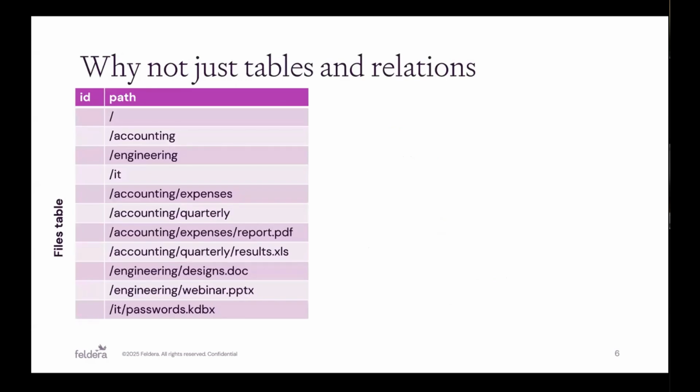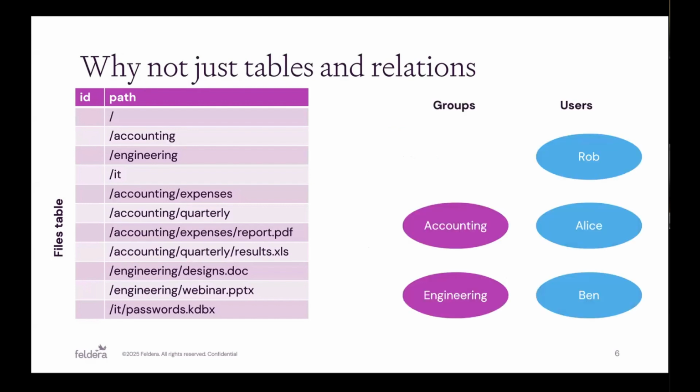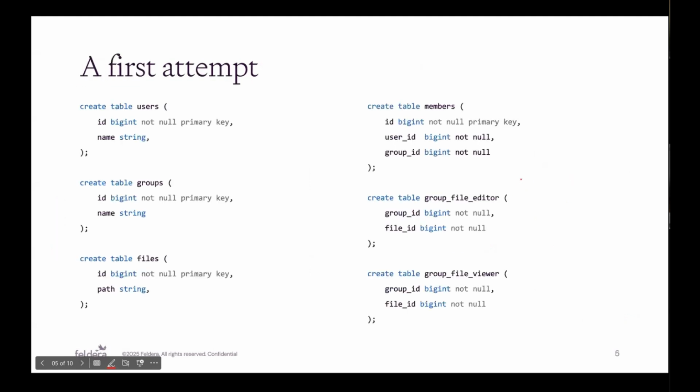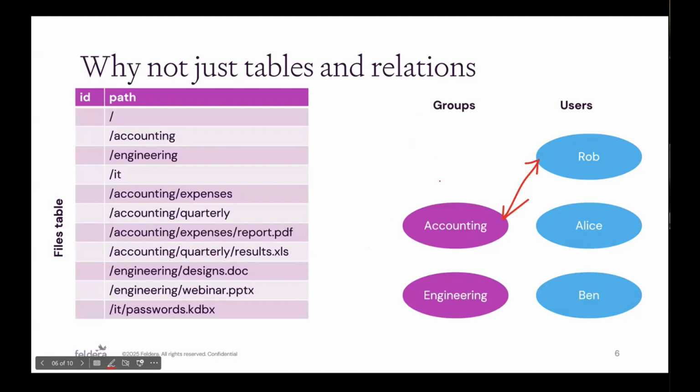So here on the left-hand side would be our file table again, where we just have the path, and we just list all the files here with the path. And then we would have the groups and the users as our entities. And so now, if we wanted to make a connection here, so if we were to say Rob is part of accounting, we could make this connection like this. And what this would amount to is essentially inserting him in the members table, with the right user ID and the right group ID here. So that's how we would mimic that Rob is in accounting.